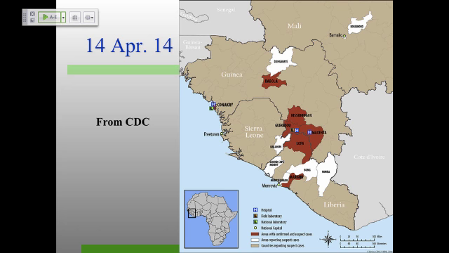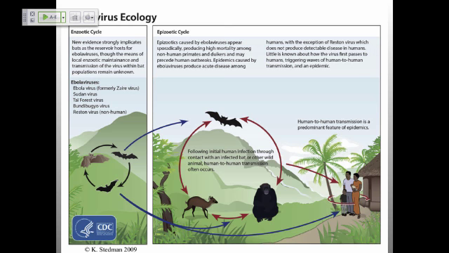So just to finish up here, I wanted to mention how we think these diseases, particularly Ebola, but it's true for many of the other zoonotic diseases, are being spread. Most of the time, these viruses are circulating in bats. This is from the CDC, by the way.